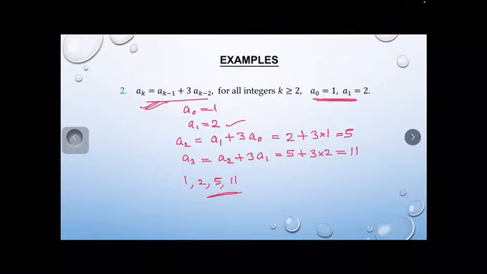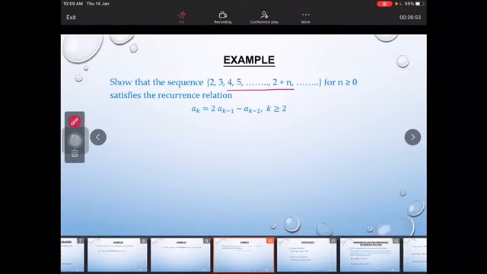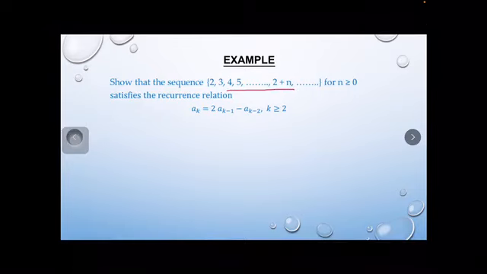So now we have another example. Here we have to show that this sequence 2 plus n, for n greater than or equal to 0, satisfies the recurrence relation ak is equal to 2ak minus 1 minus ak minus 2, where k is greater than or equal to 2. Here we do this question in a somewhat different way. So here you have this sequence.